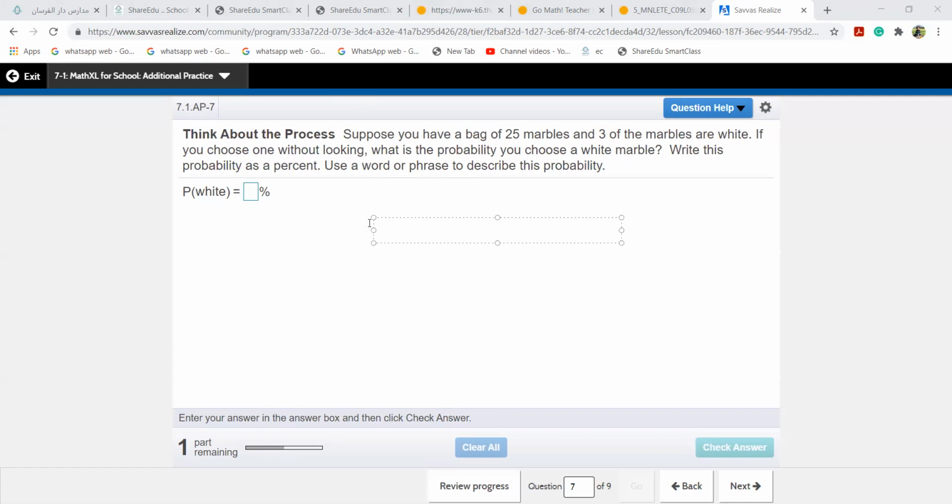I told you what is in the numerator and what is in the denominator. Suppose you have a bag of 25 marbles and 3 of the marbles are white. How will you write this probability? Coming to Noor. Noor, how will you write this probability if you have 25 marbles and 3 of them are white?